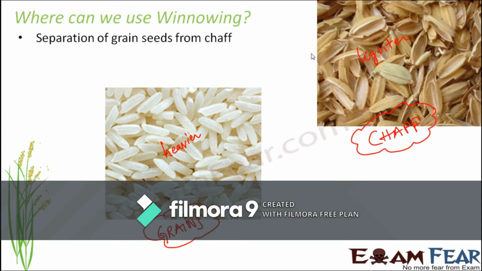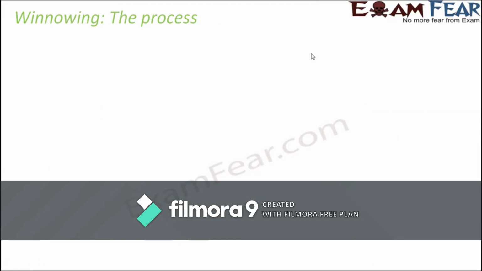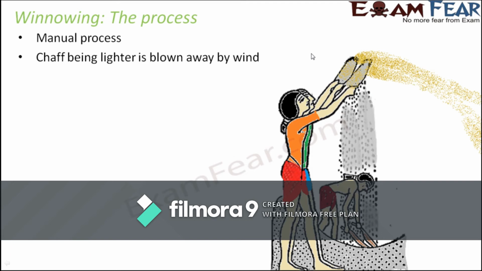So let's see how we make use of wind to separate the grain seeds from chaff. So let's have a look. This is how the process of winnowing happens. This is also a manual process where people take a container, a plate kind of a thing, where they put the mixture of the grain seeds and the chaff. And then they just move it like this, as you can see in the picture. So they move it like this, and what happens is, as the wind blows, now the chaff is lighter.